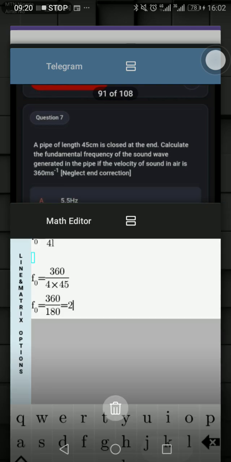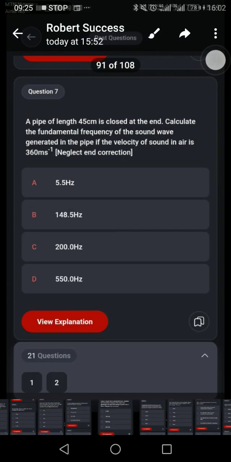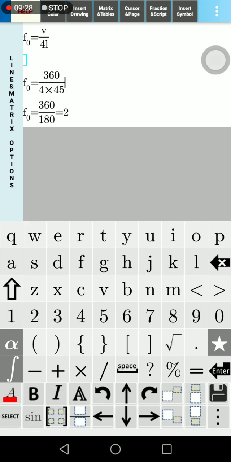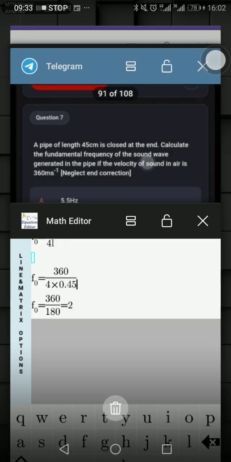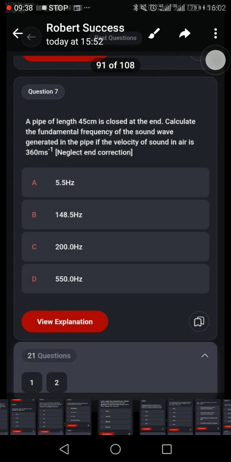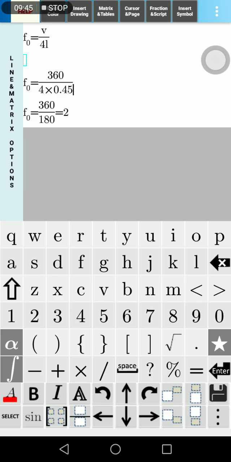But let's just hold on. The length they gave us is 45 centimeters, so I was wrong. 45 centimeters is the same thing as 0.45 meters, because the velocity they gave us was in meters per second and the length in centimeters. I have to convert 45 centimeters to meters, so that's 0.45. So 4 times 0.45 is 1.8. When I divide, I'll have 200 instead. So 200 hertz is my answer.